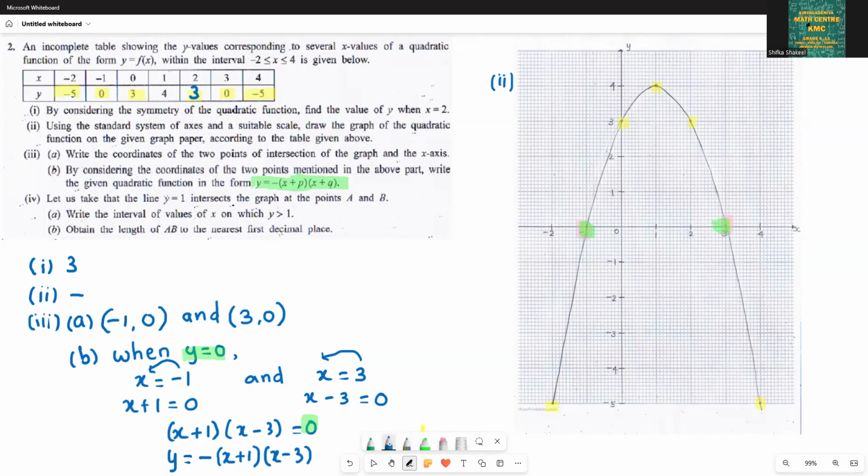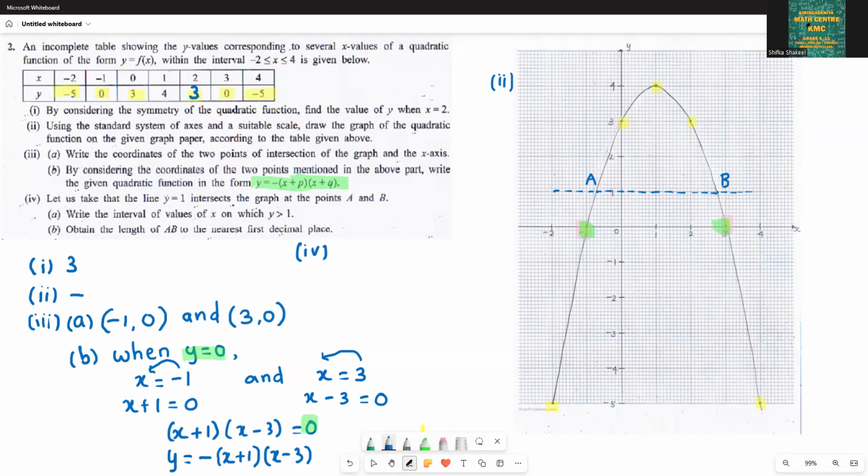So fourth part, let us take that the line y equal 1 intersects the graph at the points A and B. The line y equal 1 intersects the graph at 2 points. So I have to draw the line y equal 1, with a straight line. Here at points A and B, this point is known as A and this point we mark as B. So that is a straight line.